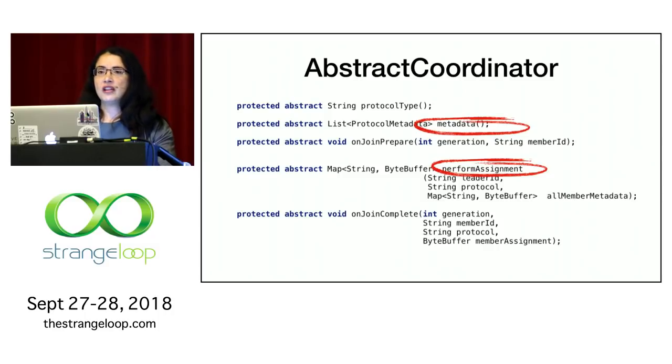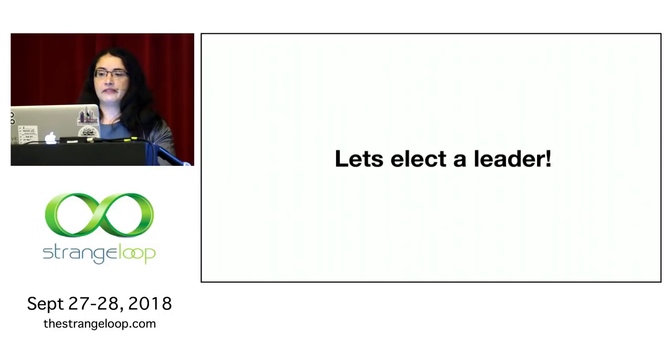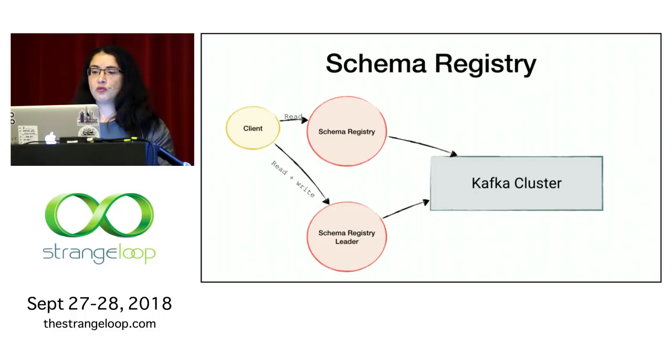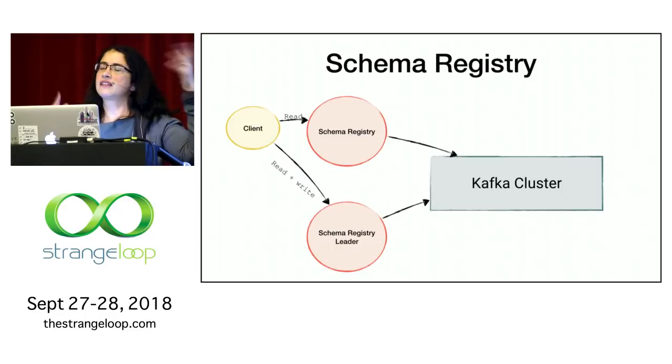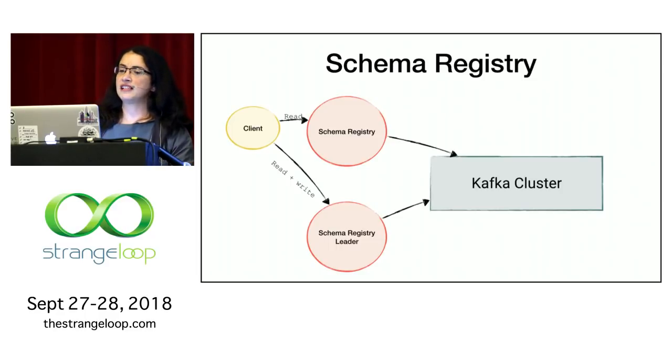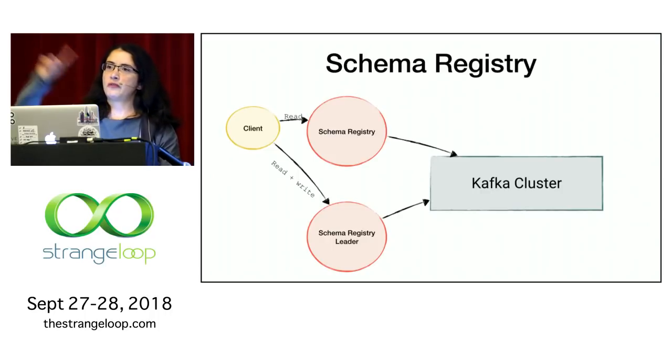OK, so let's use that and elect a leader. That's kind of a nice basic example. And for that, we have a schema registry. Schema registry is used to maintain metadata for topics, kind of thing. You don't really have to know what it is. It supports two operations. You can read a schema, and you can do it from any schema registry worker that you have around, or you can write a new schema.